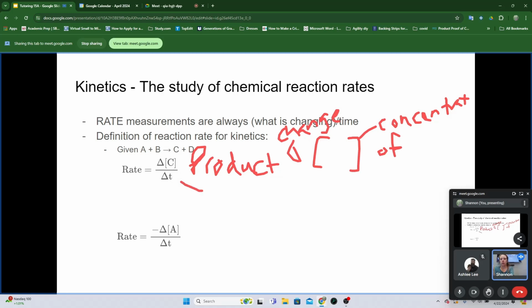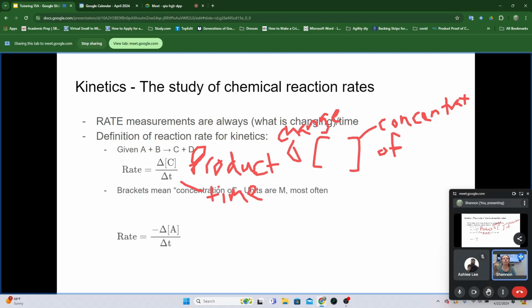This little t is time, right? So it's different than big T, because big T is temperature, right? So you're just doing the change in the concentration of one of your products divided by the change in time over the same period. Okay, so I already told you that.